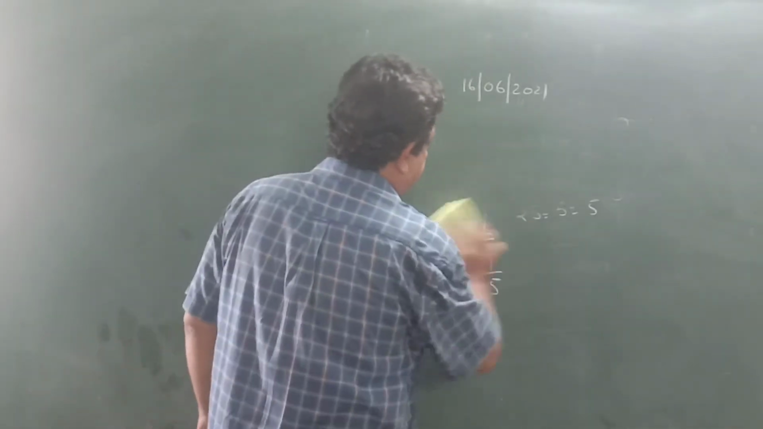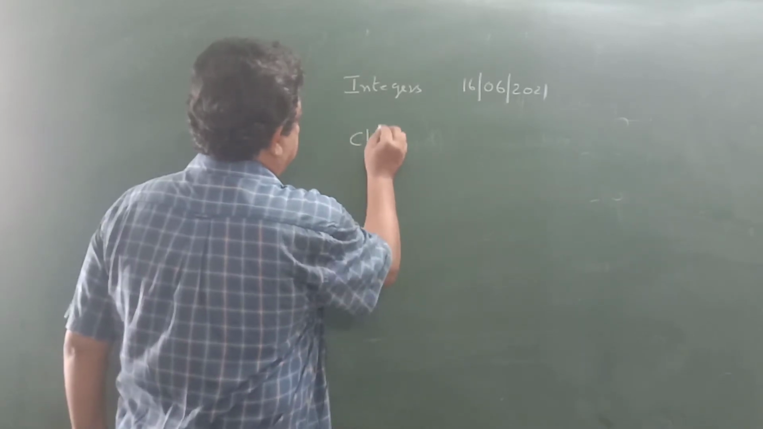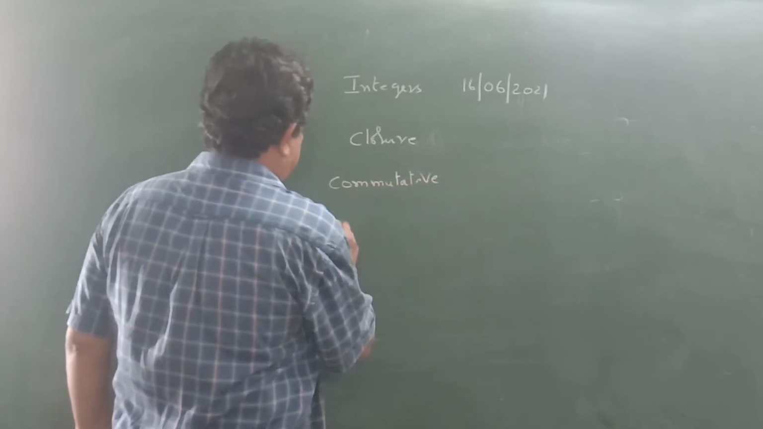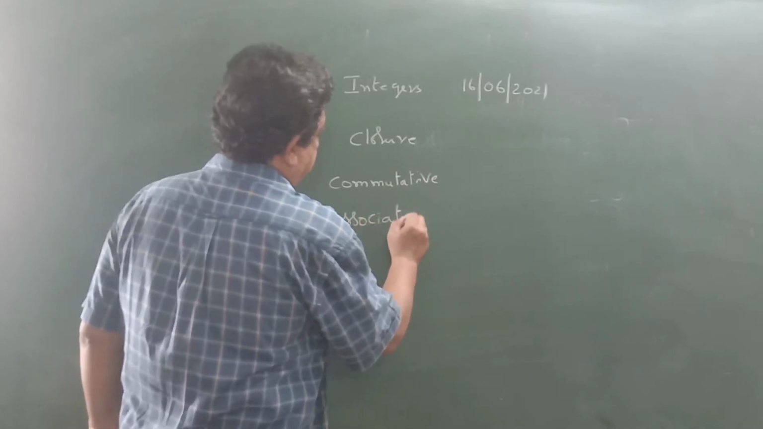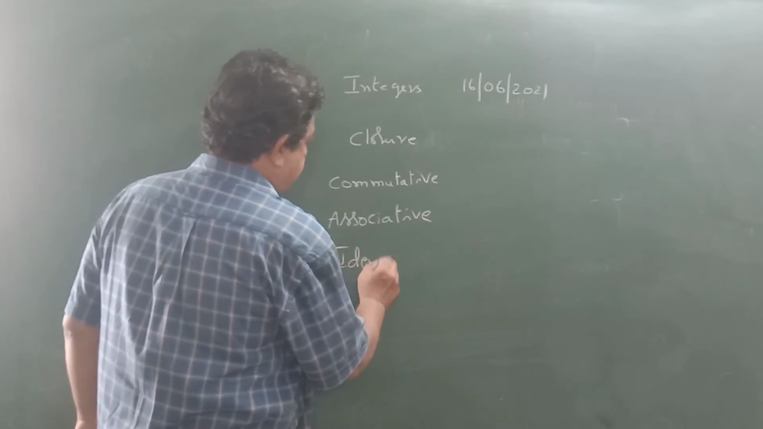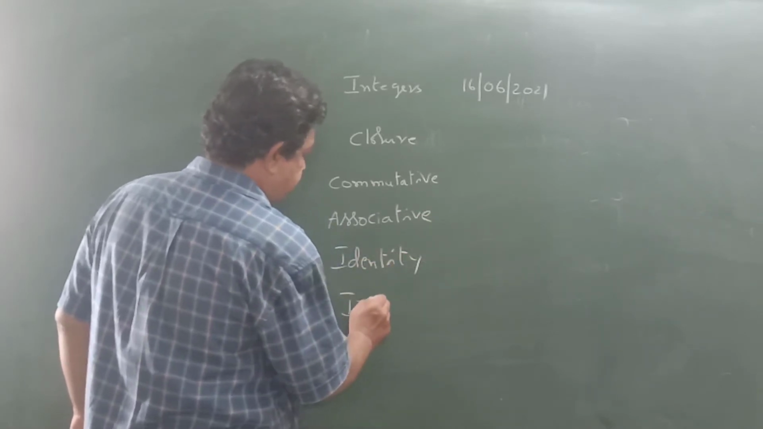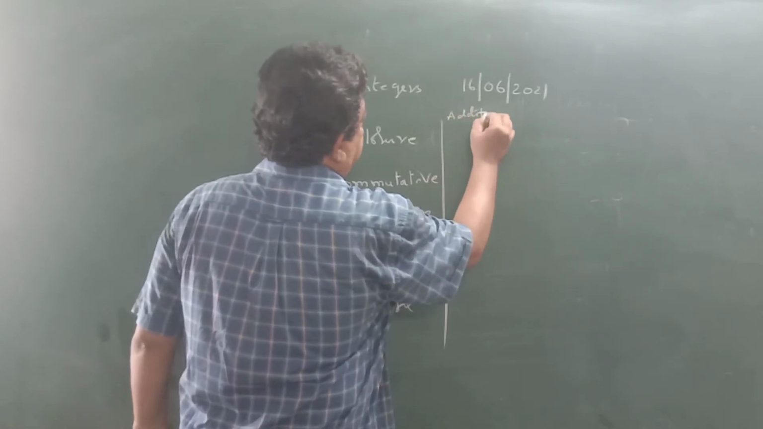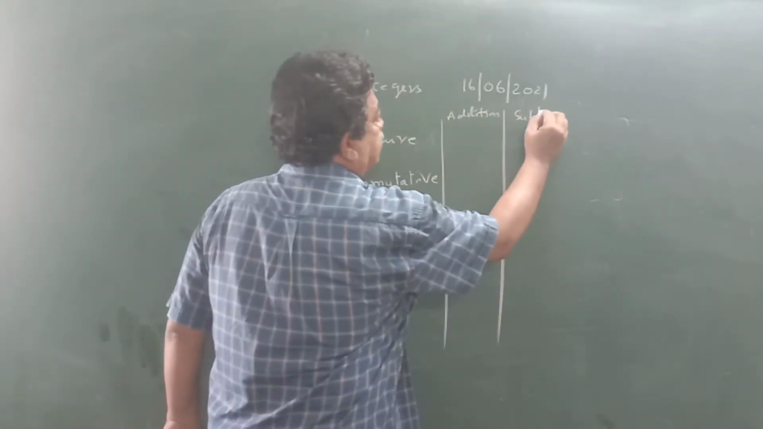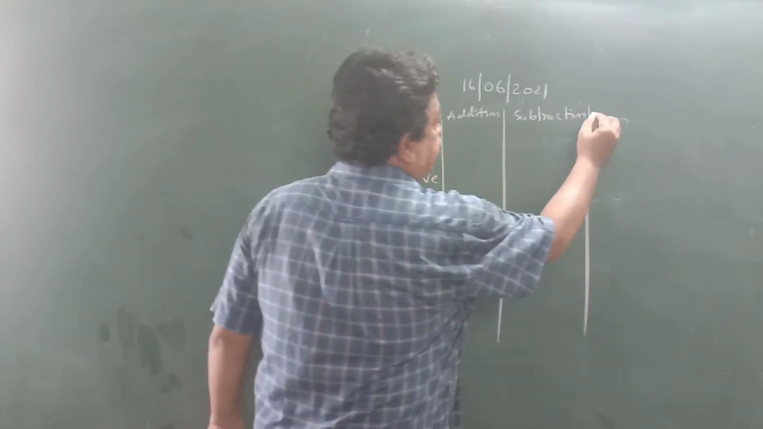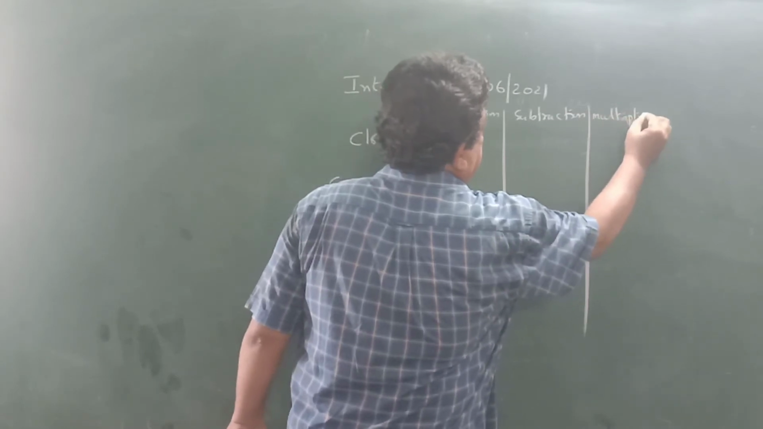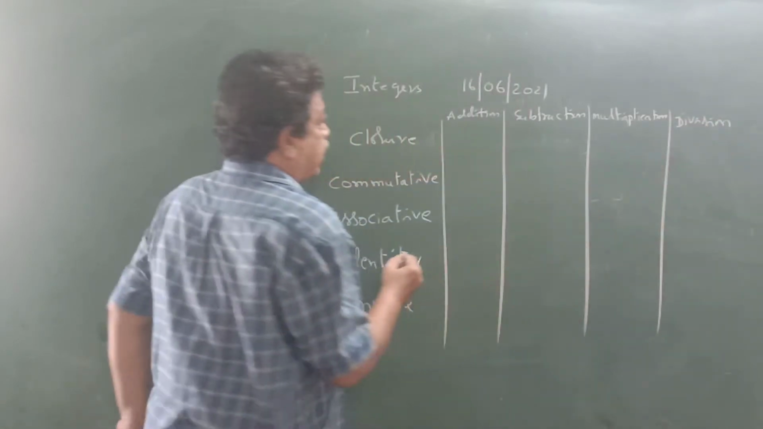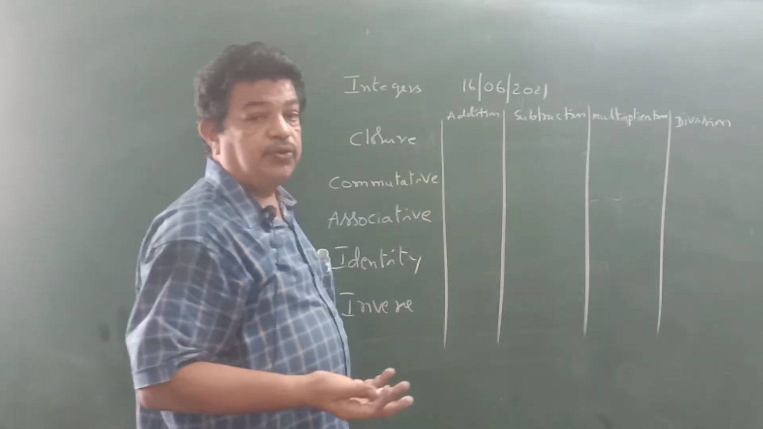So, what are the properties we learnt? We learnt closure property, commutative, associative, identity, inverse, under addition, subtraction, multiplication, and division. Integers are closed under addition. What do you say? The sum of two integers is an integer.